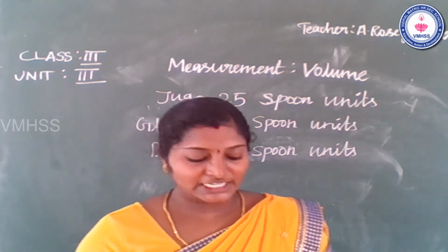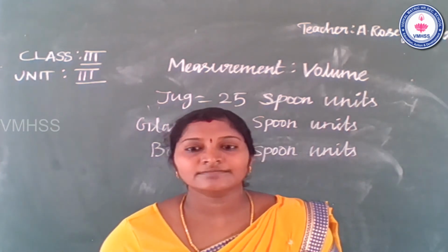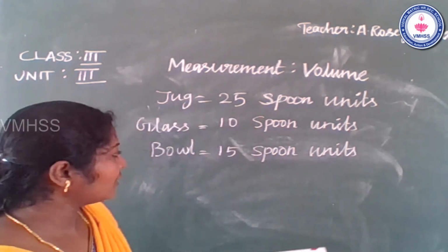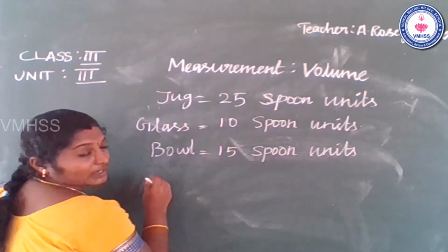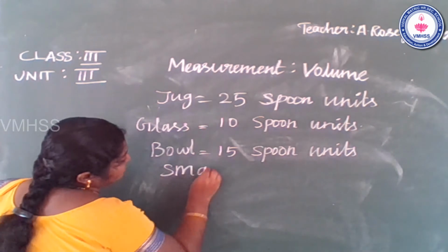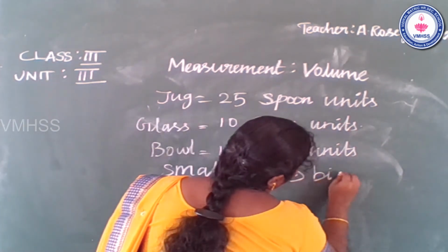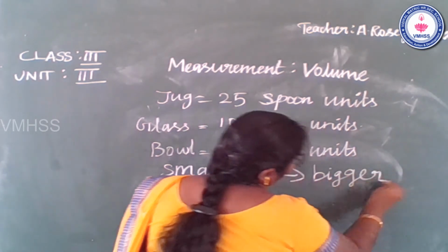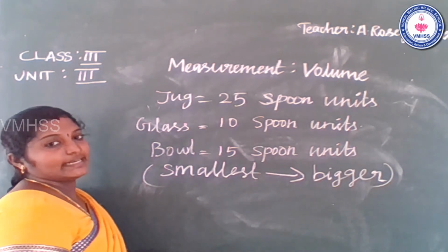So what is the question? Ascending order. What does ascending order mean? Smallest to biggest. Smaller to bigger. This one is the ascending.